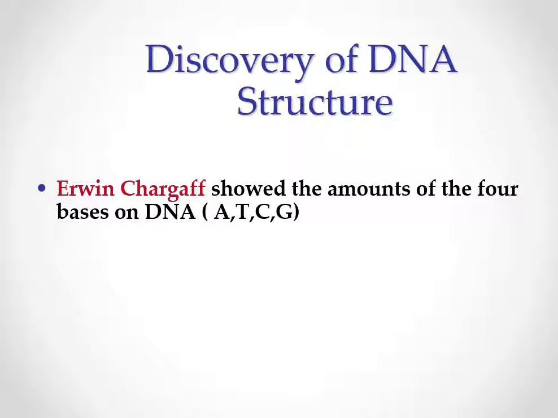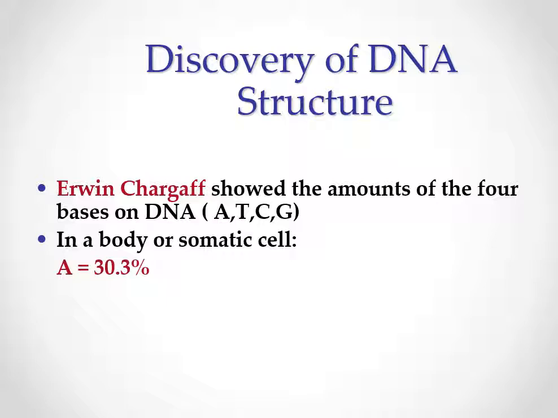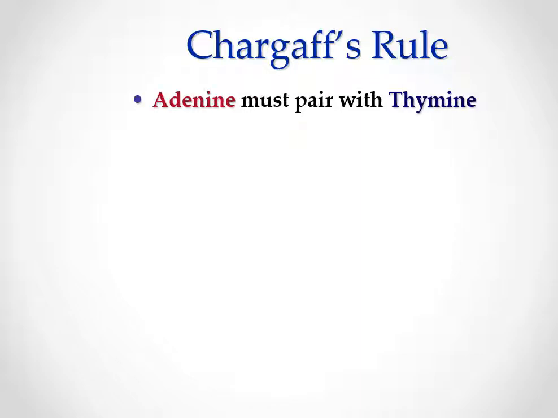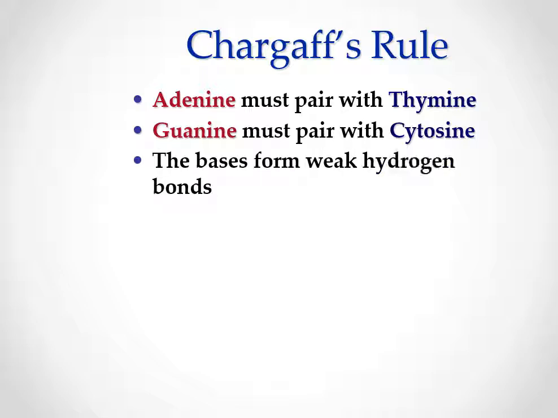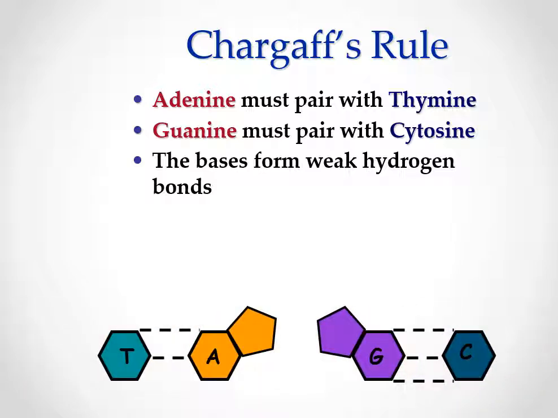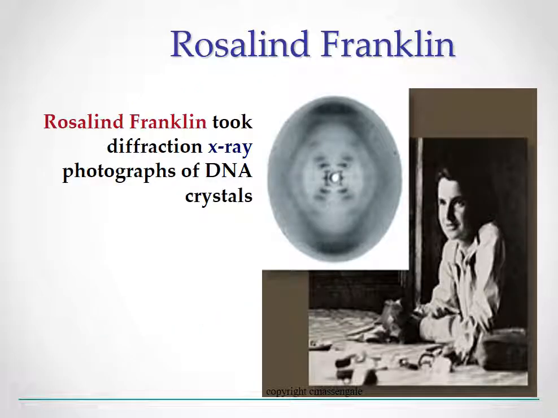Okay, and Chargaff was the one that showed the amounts of adenine, thymine, guanine, and cytosine. So in a body or somatic cell, we know that there is 30.3% of adenine. Again, there's 30.3% of thymine. There's only 19.5% of guanine, but there's 19.9% of cytosine. Okay, so he knew that adenine must pair with thymine, guanine must pair with cytosine. And those bases are joined with weak hydrogen bonds. Okay, so your purines and your pyrimidines.